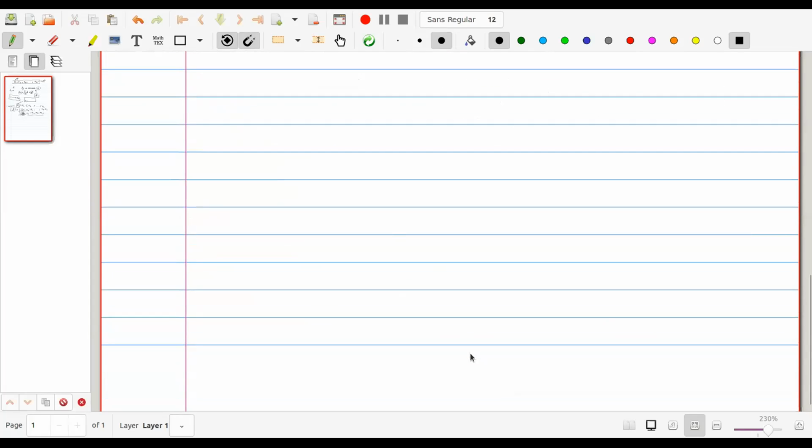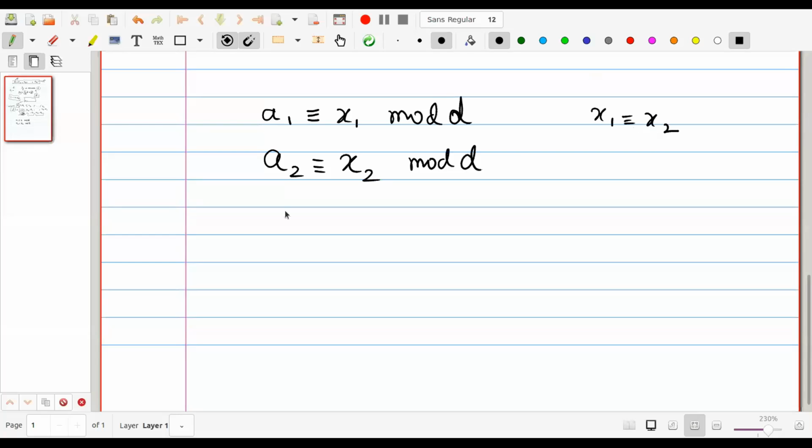So let's see what I am actually trying to do over here. I'll try to prove it. Suppose A of 1 is equivalent to x of 1 mod d, and suppose A of 2 is equivalent to x of 2 mod d. According to the problem, x1 must be equal to x2, or in terms of modularity, it has to be equivalent. So from this we get this, right?